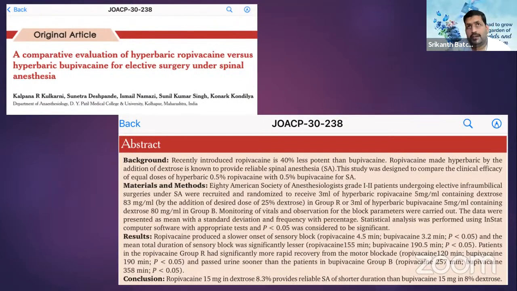So when we add dextrose, the density of the solution increases, and it ensures a gravity-dependent and smooth subarachnoid spread of the drug. Also, in the earlier studies, they compared 0.5% ropivacaine with 0.5% bupivacaine. Most of the studies we know, we have read in PG and also later during our routine consultant life, we came across most of these studies. So 0.5% bupivacaine and 0.5% ropivacaine.